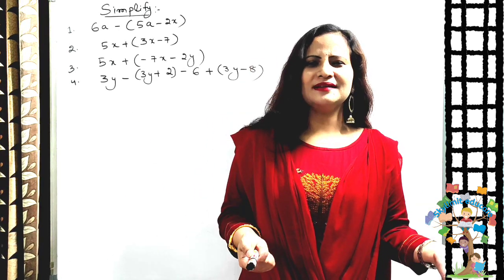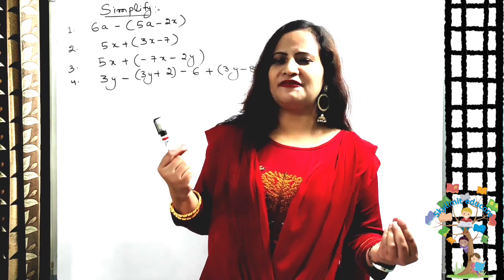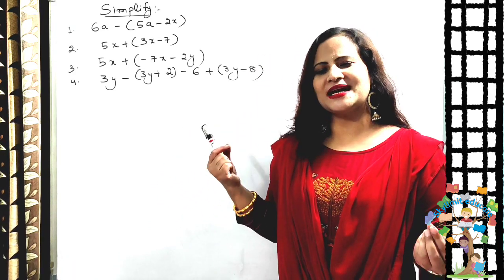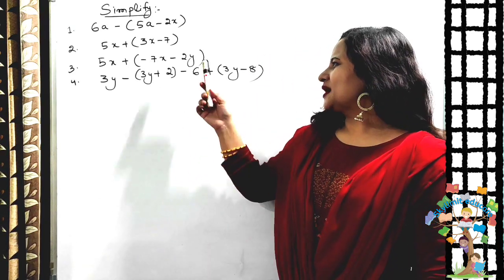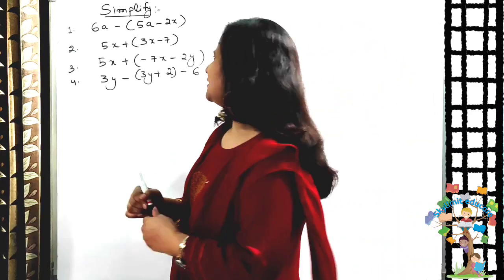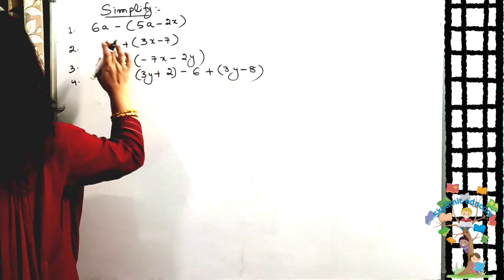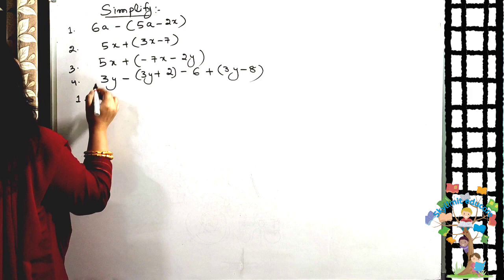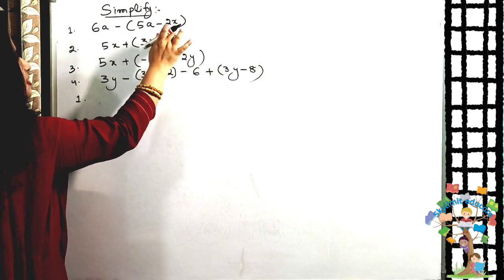We'll be solving the simplification of algebraic expressions and terms. Okay, so we'll start. The first question, students, I have written here: 6a minus (5a minus 2x).